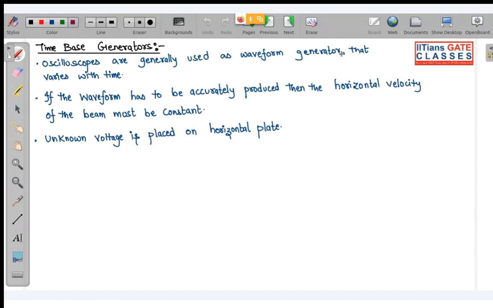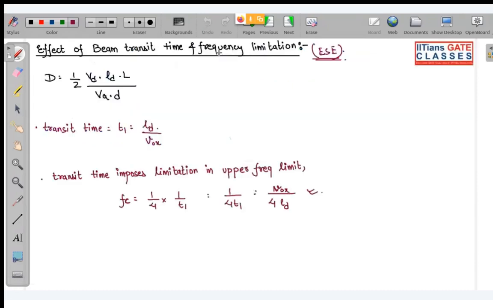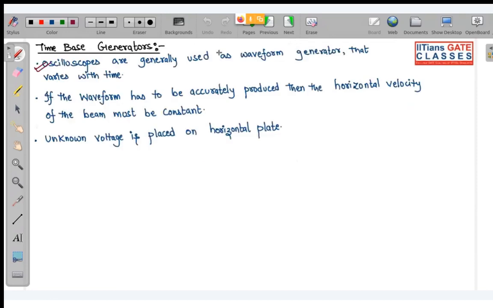This point I have already discussed. Oscilloscopes are generally used for waveforms that vary with time. I'm not very good at memorizing things, so I don't know why I have written this. I was copying all these things from my notes and thought it would be okay. I can't remember actually. Okay, fine.